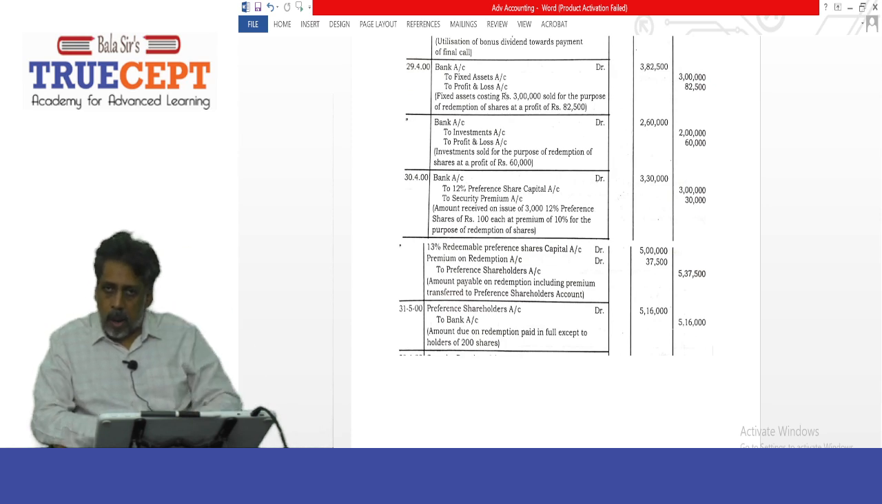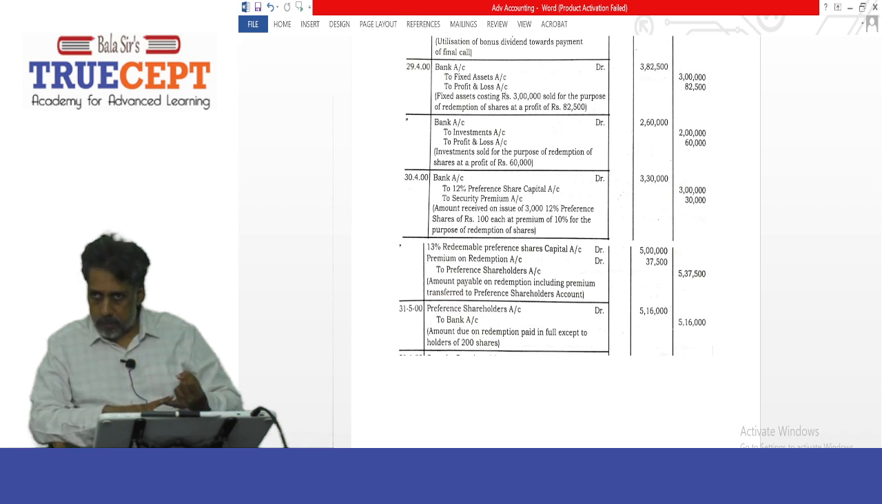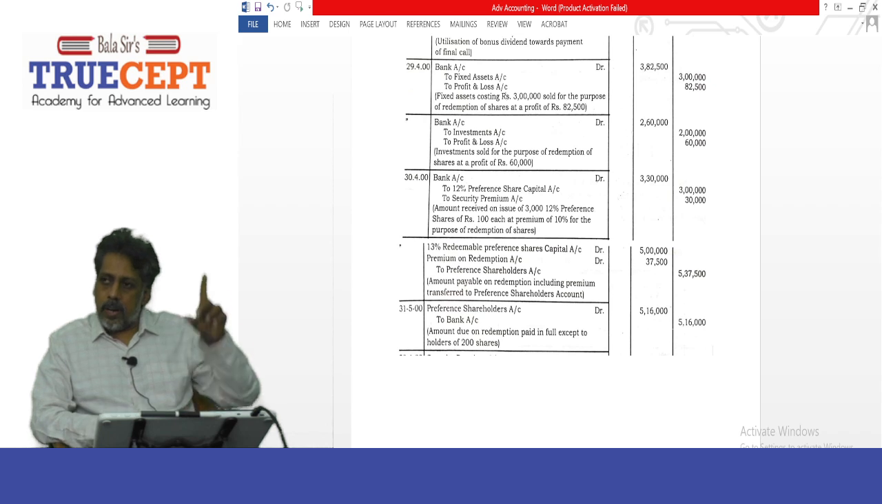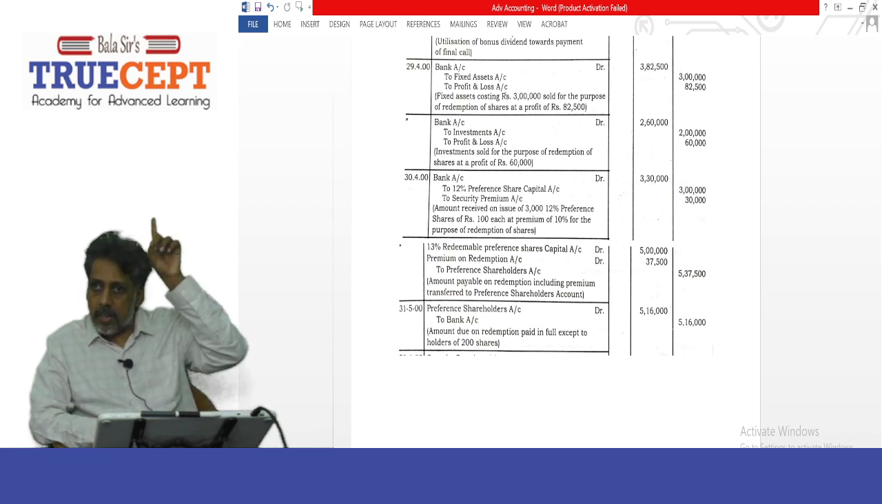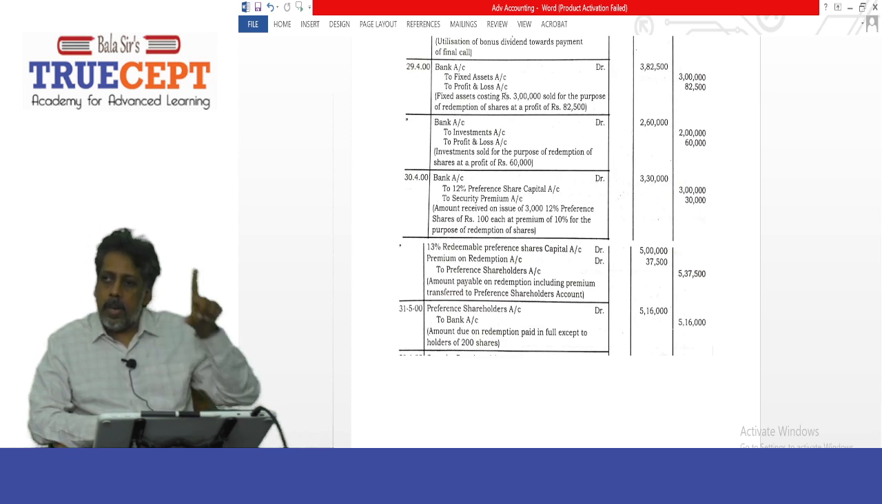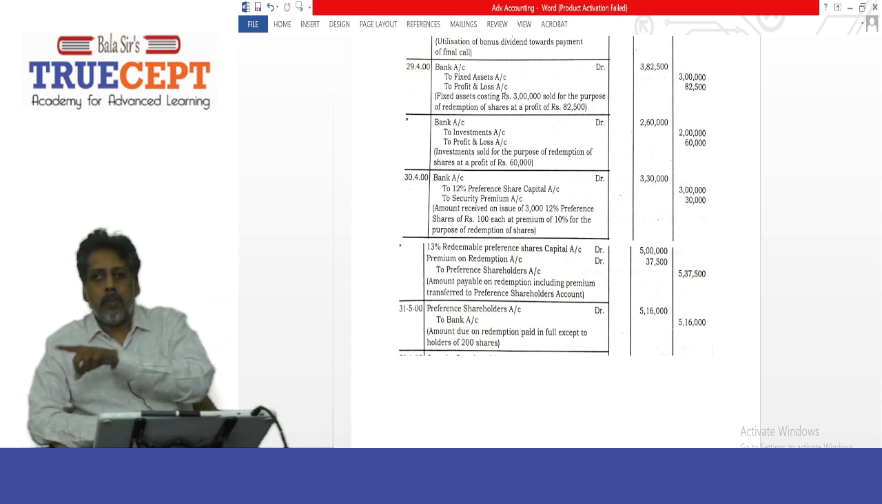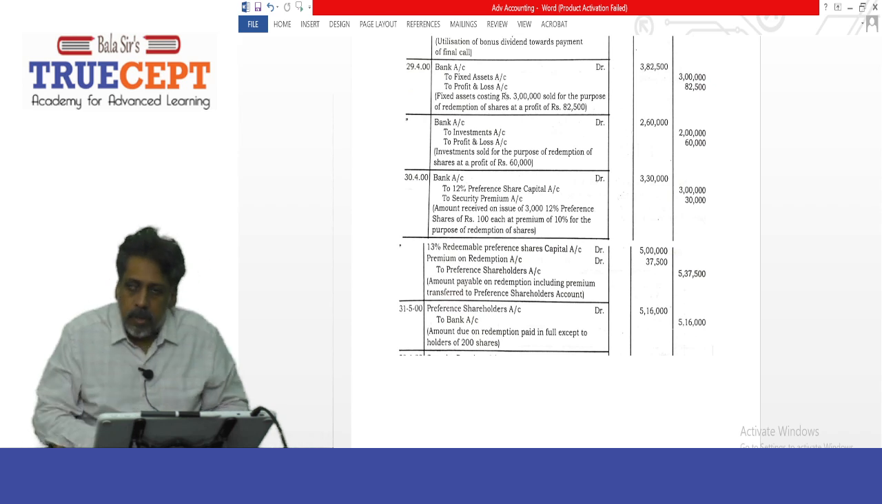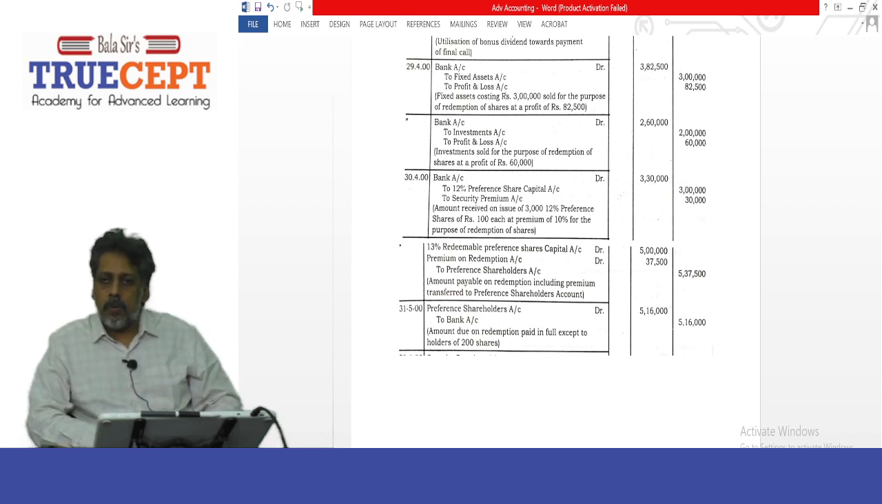Now I should pass entry for what? Amount due on redemption. Just see the entry. It is 13% redeemable preference share capital account debit. I'm cancelling the credit balance. Face value how much? 5 lakh rupees, that is 5,000 shares into 100 each. Premium on redemption of preference shares account debit. How much? It is 7 rupees and 50 paise per share into 5,000 shares, 37,500. And to preference shareholders account, it is 5 lakh 37,500.